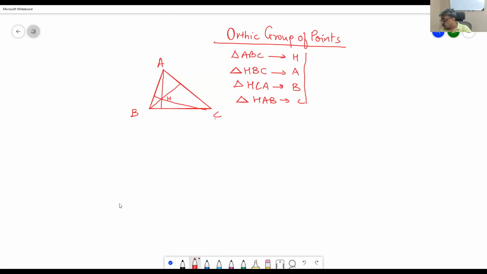Okay, in a triangle, if A, B, C are vertices and H is the orthocenter, then A, B, C and H form an orthic group of points. What do we mean by orthic group of points? If you choose any three of those 4 points and create a triangle, the orthocenter of that triangle is going to be the 4th point, because the orthocenter of triangle ABC is H, the orthocenter of triangle HBC is A, HCA is B, and so on. So this is important.